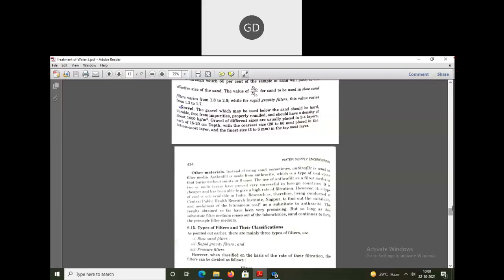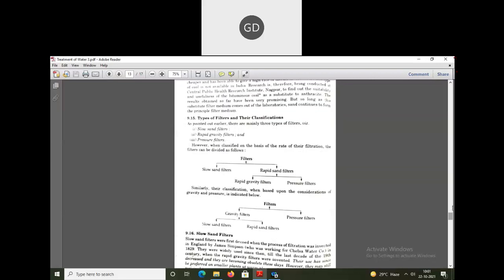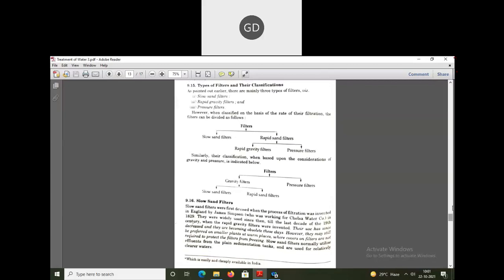These are the materials that you are using. The main materials are the sand and the gravel. There are some other materials also, like anthrafilt, which is used as a filter media. Different materials are there, but the main materials are only sand and gravel. Next we will learn about the types of filters and their classifications.